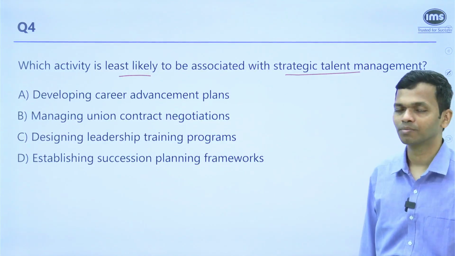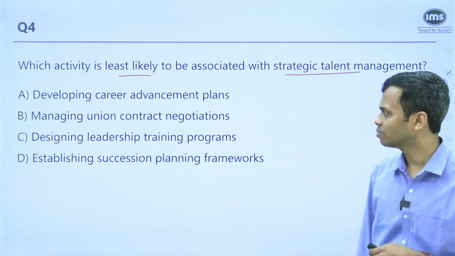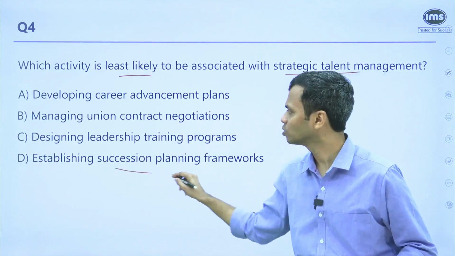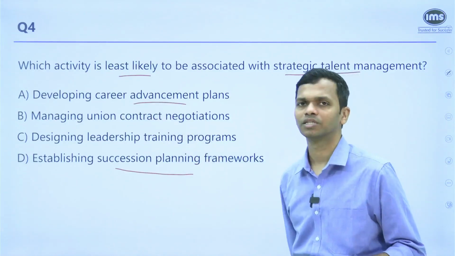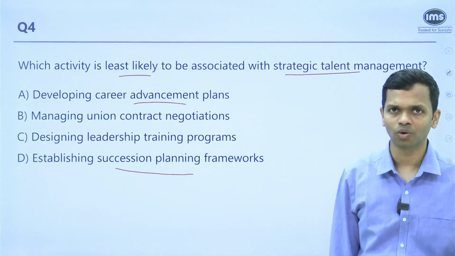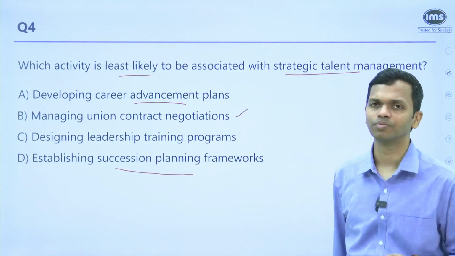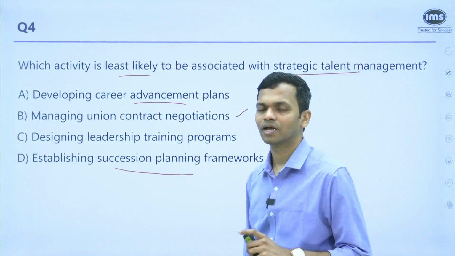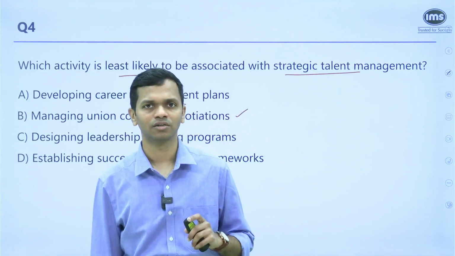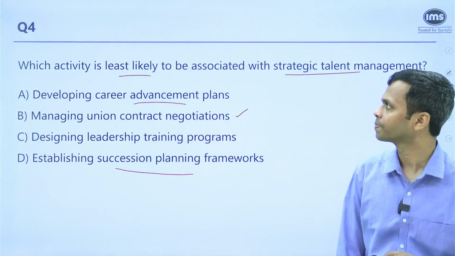Designing leadership training programs. Yes, again, thinking on the long-term horizon. Establishing succession planning frameworks, right? So succession planning and the career advancement item we discussed in option A, these are thinking about the long term. Whereas managing union contract negotiations is largely going to be a short-term exercise, and that is why it is not strategic in its outlook. So that's what we'll go with as the final answer.